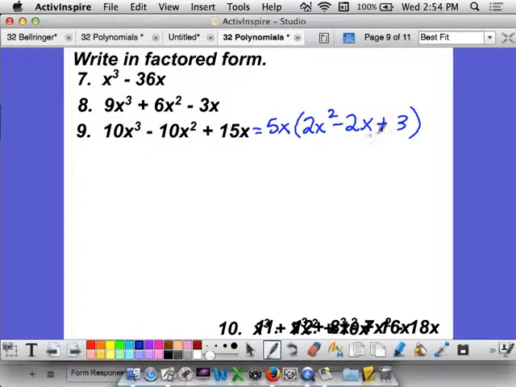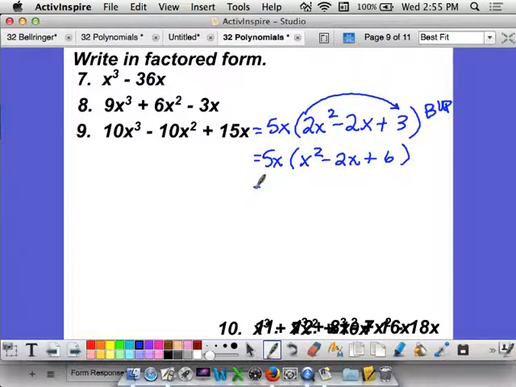So here I look right here. I'm going to factor this, and I'm going to use bottoms up. So I'm going to keep that 5x. So 2 times 3 is 6. So I have x squared minus 2x plus 6. Keeping the 5x, I'm going to factor this trinomial. The signs will be the same. They will both be minus, x minus, and x minus.